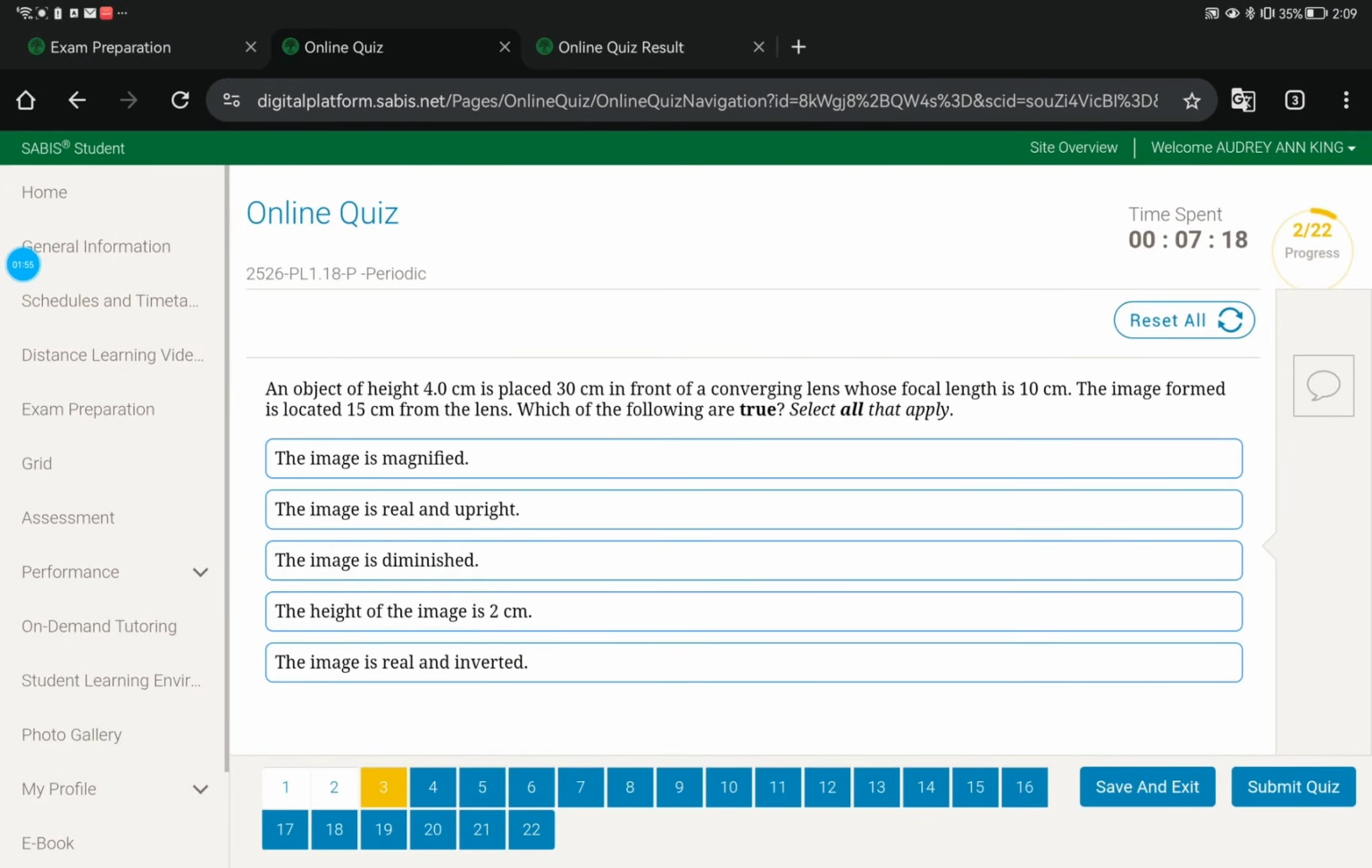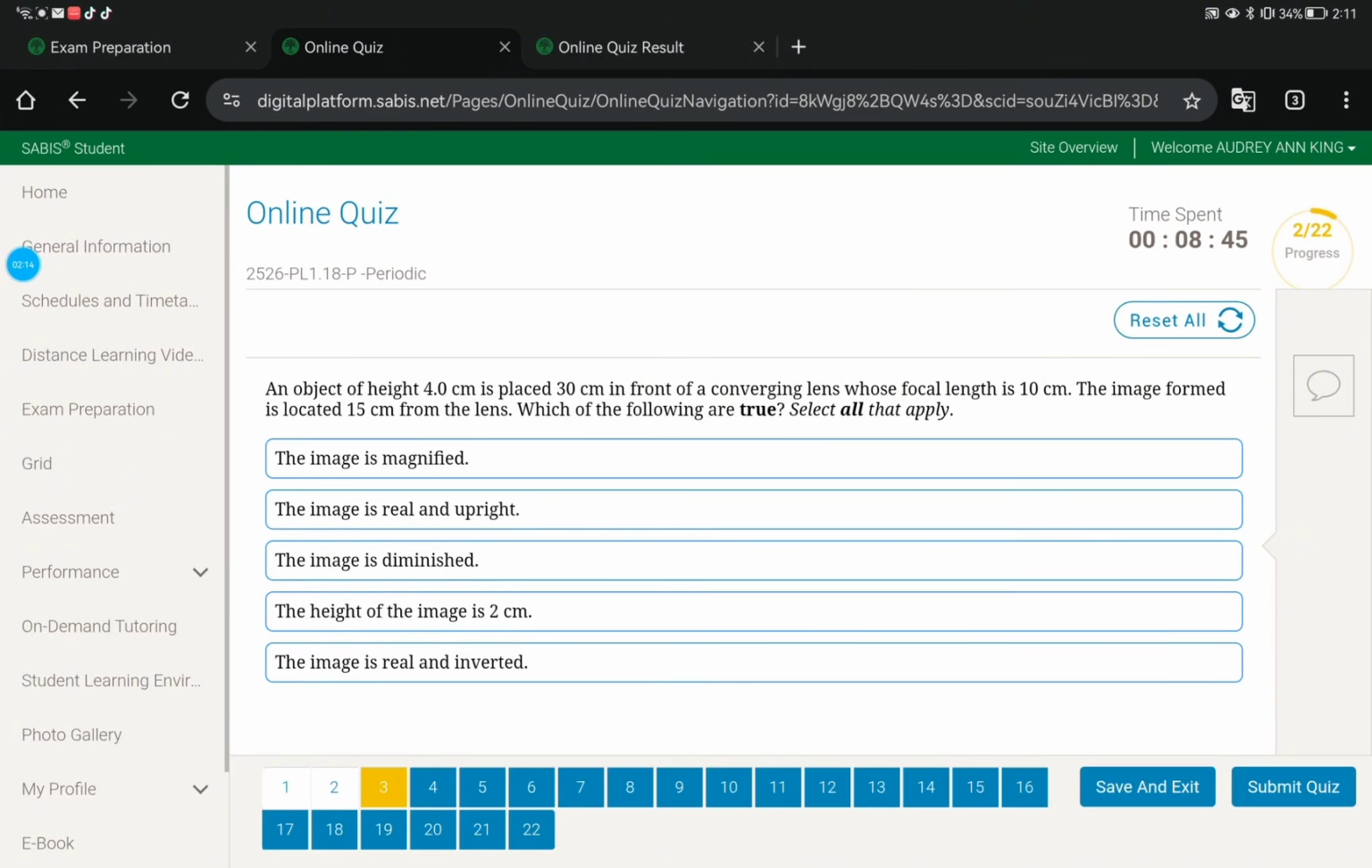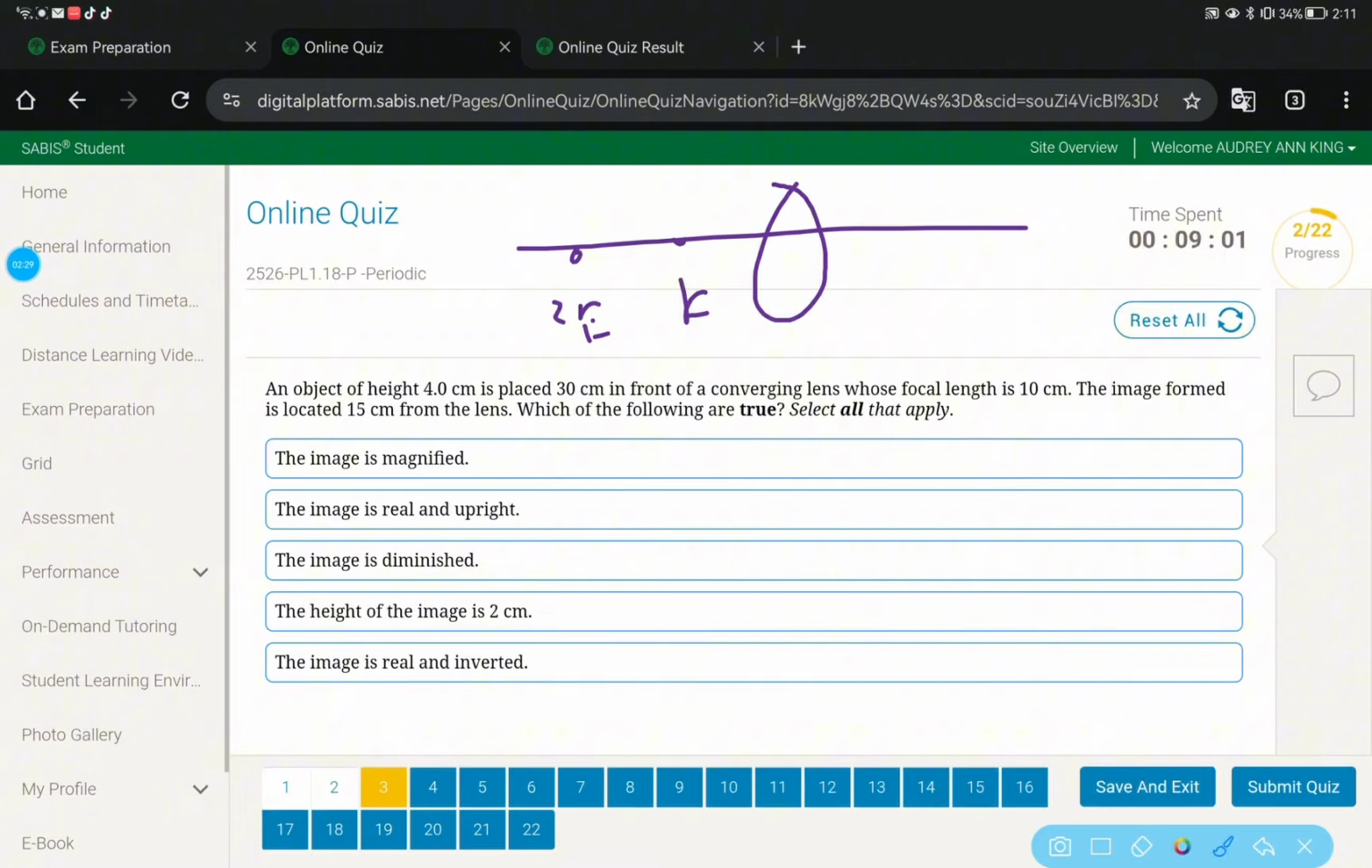An object of height 4 centimeters is placed 30 centimeters in front of a converging lens whose focal length is 10 centimeters. The image formed is 15 centimeters away from the lens. Which of the following are true? Okay, so for this one, it's just easiest to draw it out. So I'm going to draw it here. F and then F here. I'm going to draw the convex lens here with the optical center, the focal length, and the second focal length.